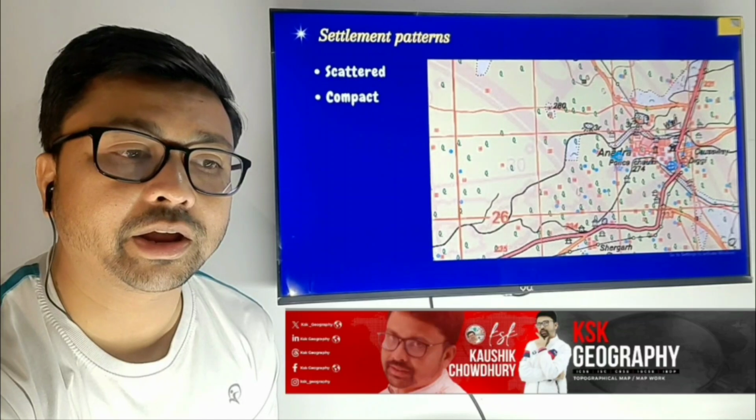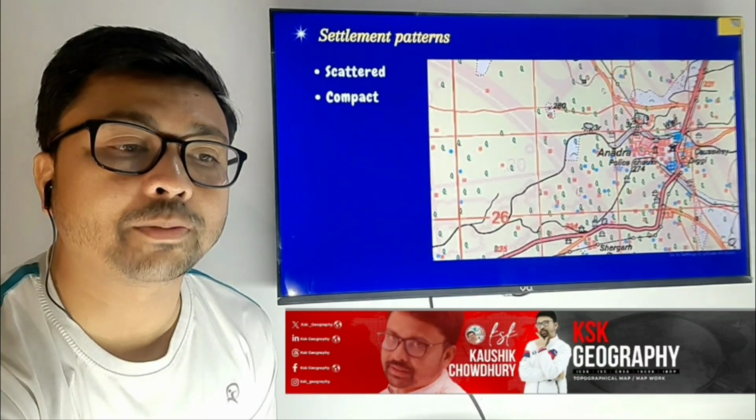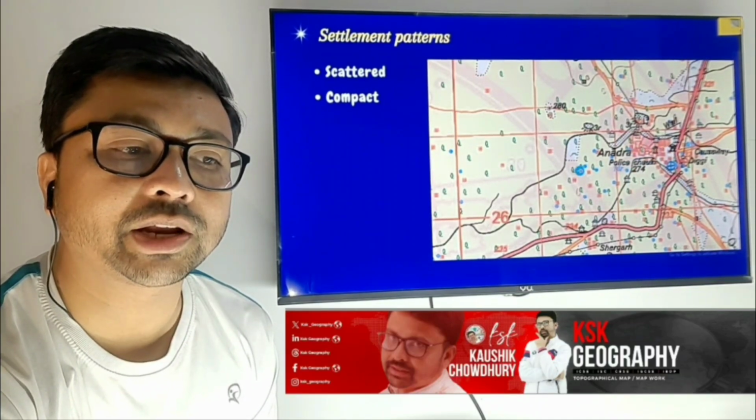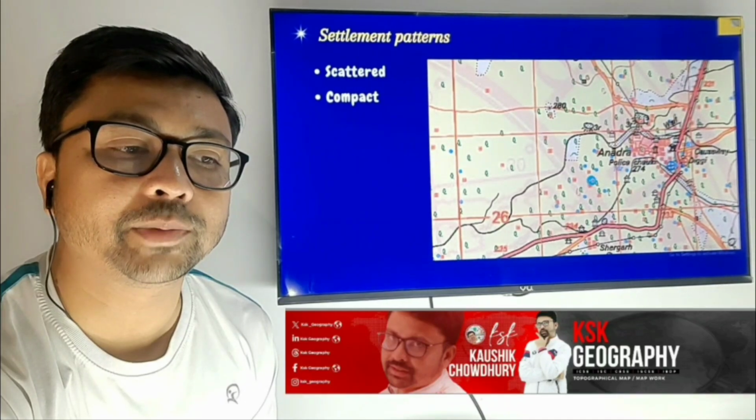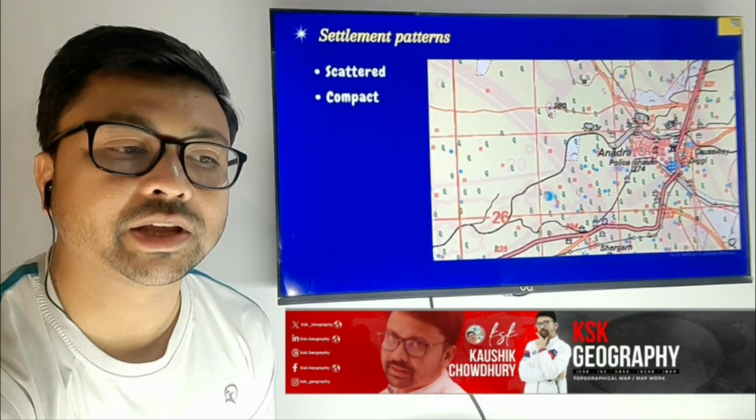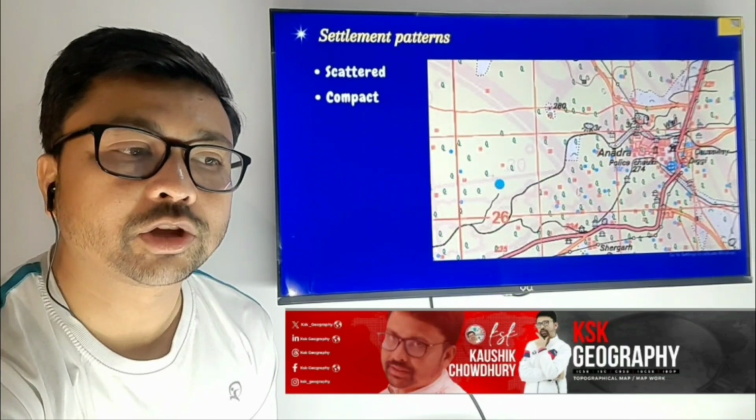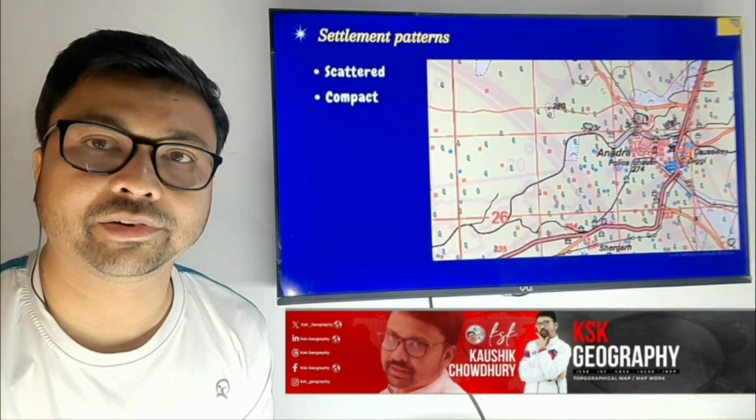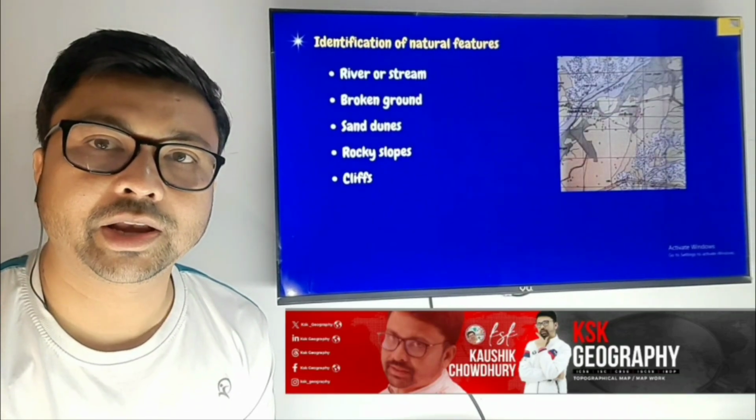And here, as you can see, the settlements are very close, compact. So those are the compact settlement or nucleated settlement. On the other hand, where the settlements are a little away from each other, here you can see the small boxes are away from each other. It means those are the scattered settlement or dispersed settlement, right? So in that way, you will be able to understand the settlement pattern.